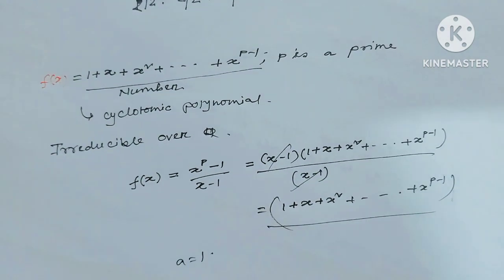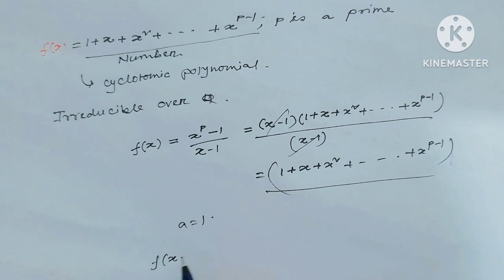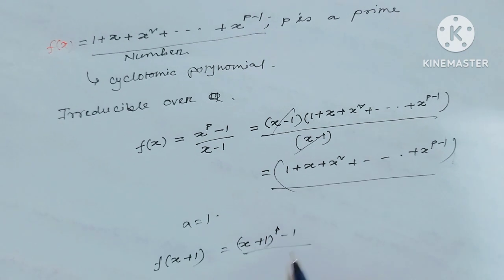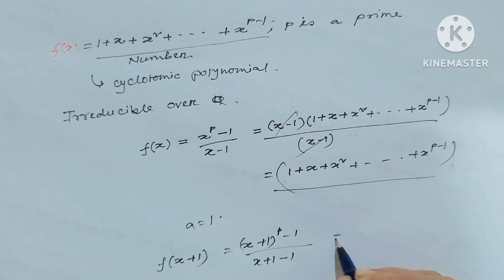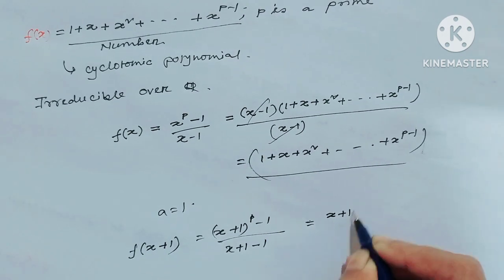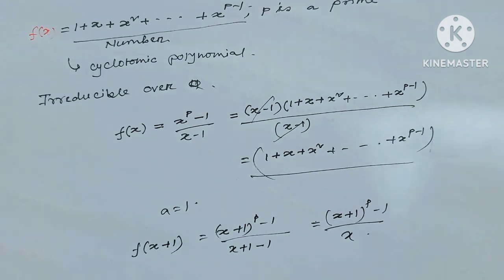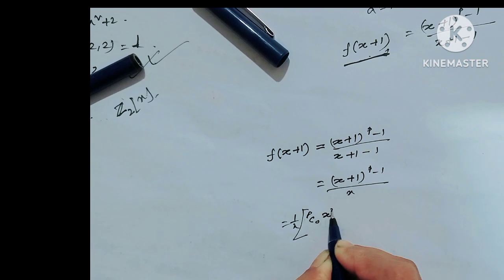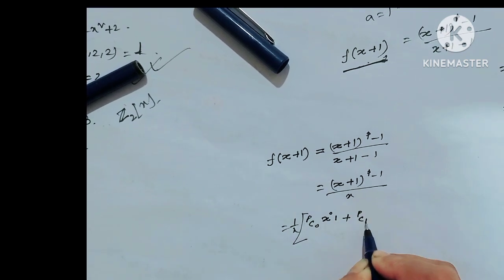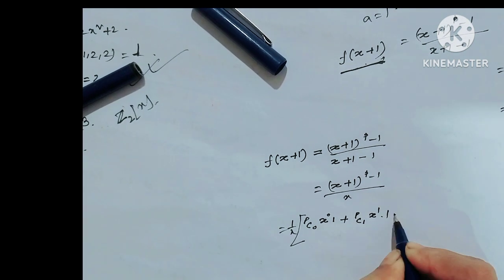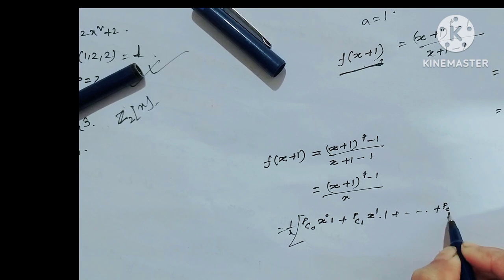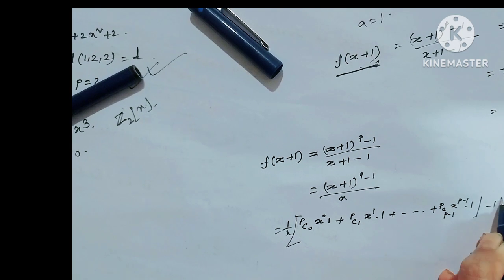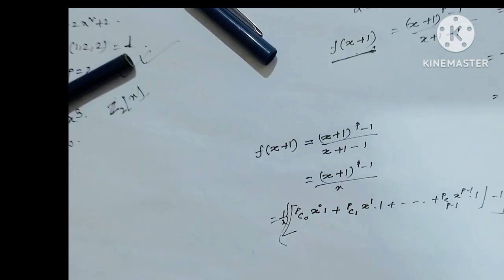Now consider a equal to 1. Then f(x plus 1) would be ((x plus 1) to the power p minus 1) over ((x plus 1) minus 1). Then this is equal to ((x plus 1) to the power p minus 1) over x. (x plus 1) to the power p means pC0 times x to the power 0, plus pC1 x to the power 1, up to pC(p minus 1) x to the power p minus 1, minus 1. I hope all my viewers have understood.